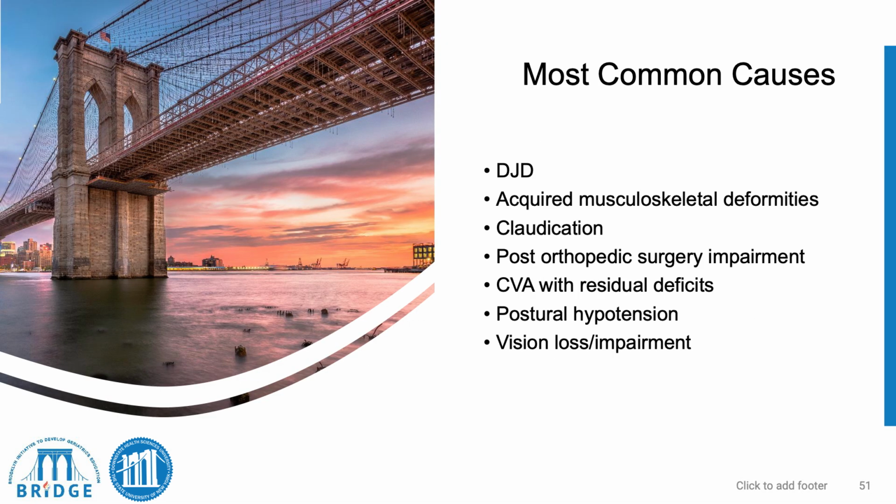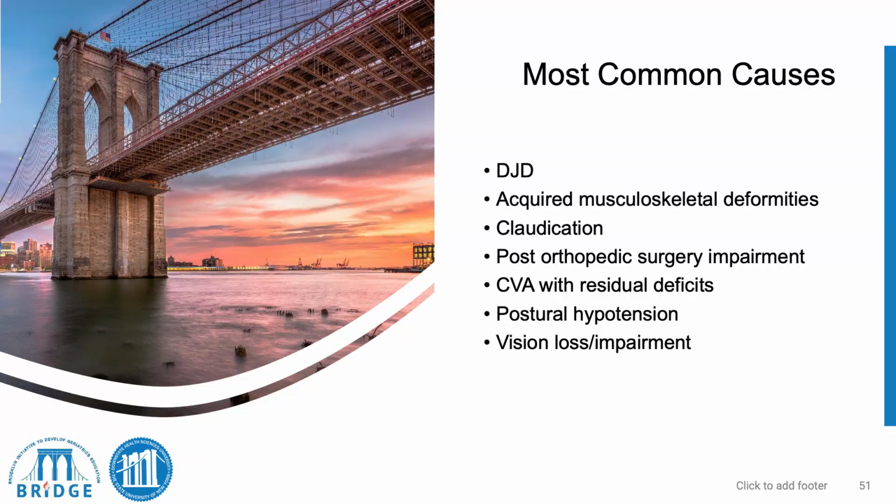What are some of the most common causes of abnormal gait? Some of the most common causes include degenerative joint diseases, osteoarthritis, acquired musculoskeletal deformities, claudication, post-orthopedic surgery with impairment, cardiovascular diseases with residual effects, or cerebrovascular disease with residual effects, postural hypotension, and visual impairment. Those are some of the most common causes of abnormal gait.